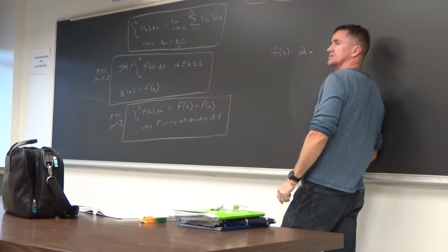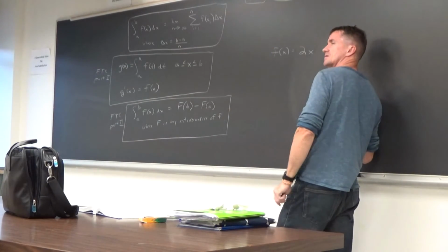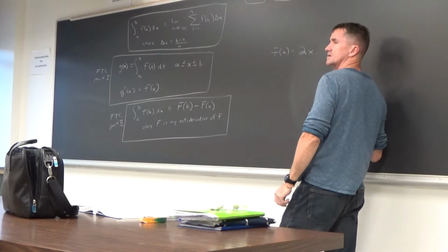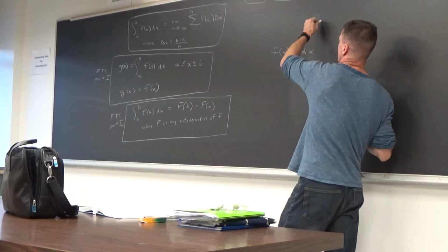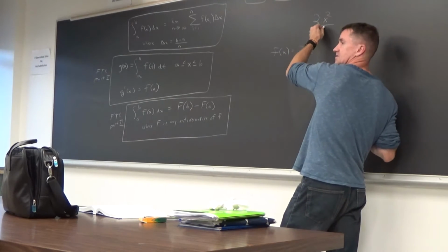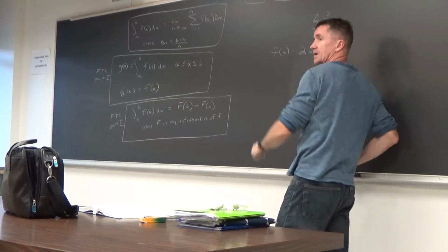Then how about 2x? We'll start with f of x equal to 2x. Do you remember how to do the integral then? What would you get? x squared. Yes, if you did the antiderivative, you'd leave the 2 in front: x squared over 2. Sound right? Cool. So we're going to do a problem like that.